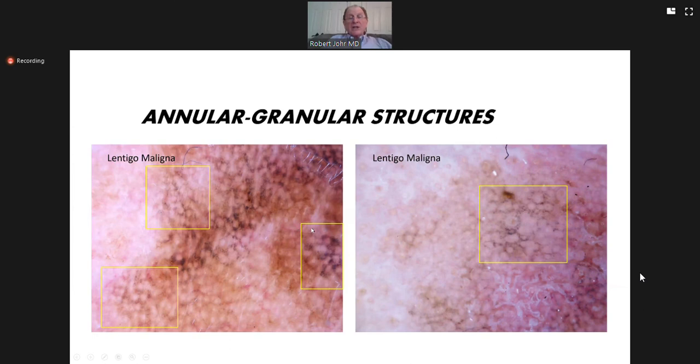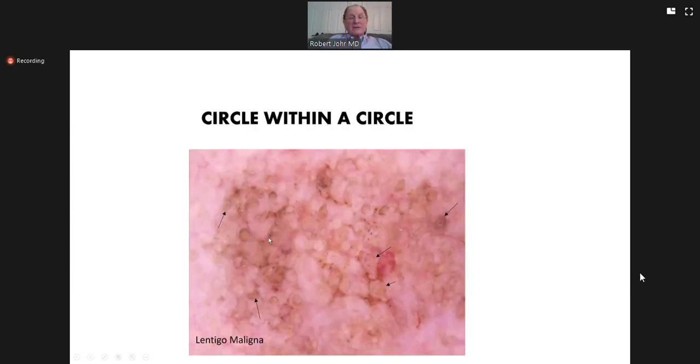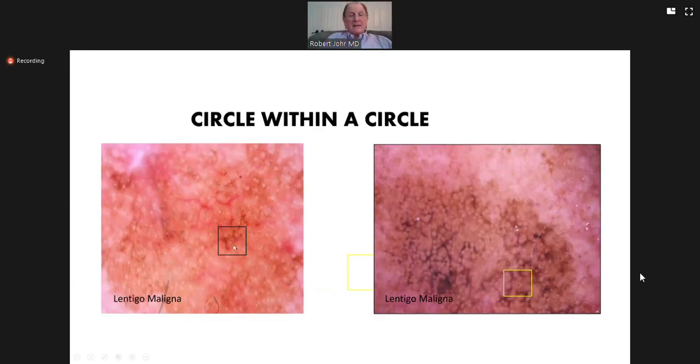And then there's circle within a circle. It's a relatively new criteria. And the circle here, inner circle is a hair follicle, and the outer circle can be brown or gray, and it can represent atypical melanocytes or melanophages. So if you see a large lesion typically on the face and you see a little spot with annular granular structures or those other criteria, that would be where you would do the biopsy. Circle within a circle.